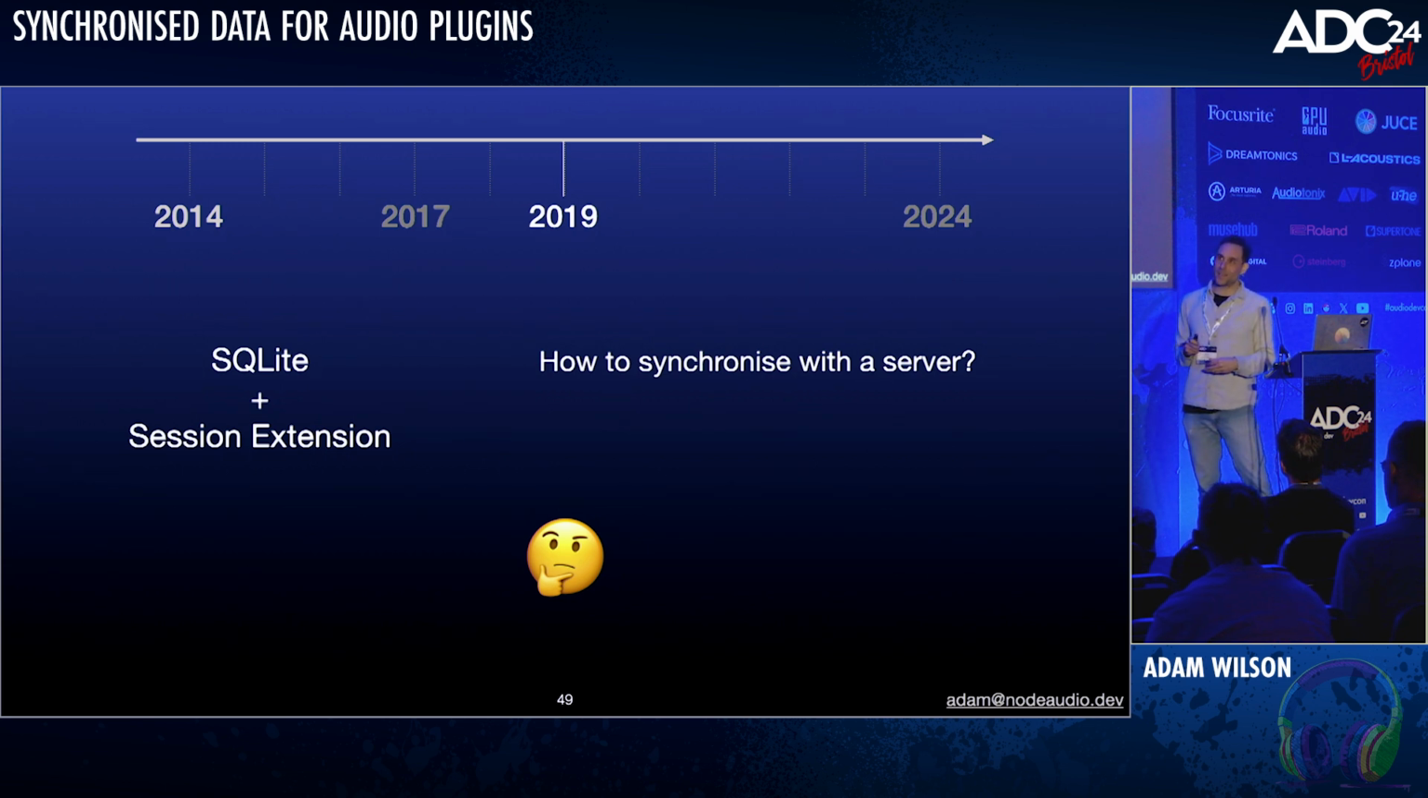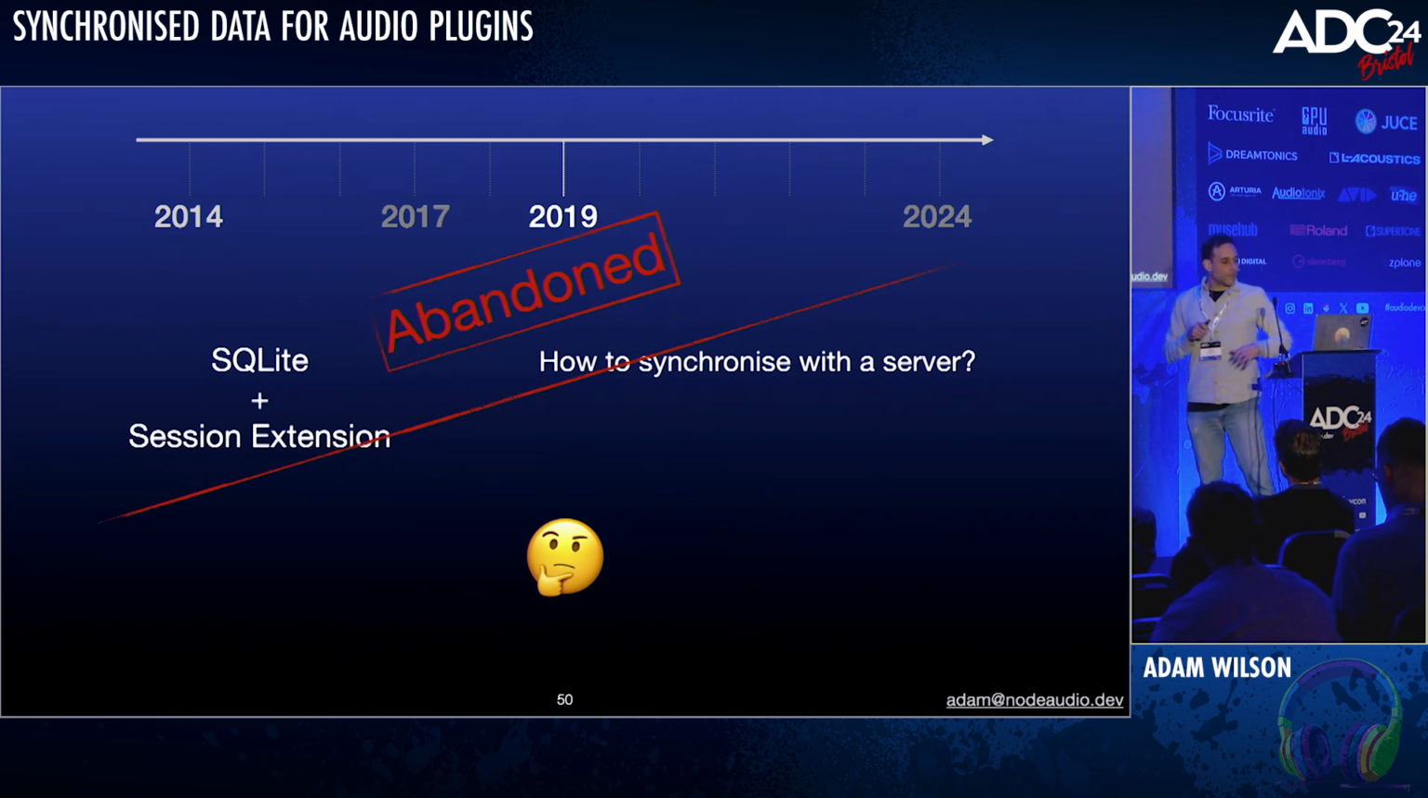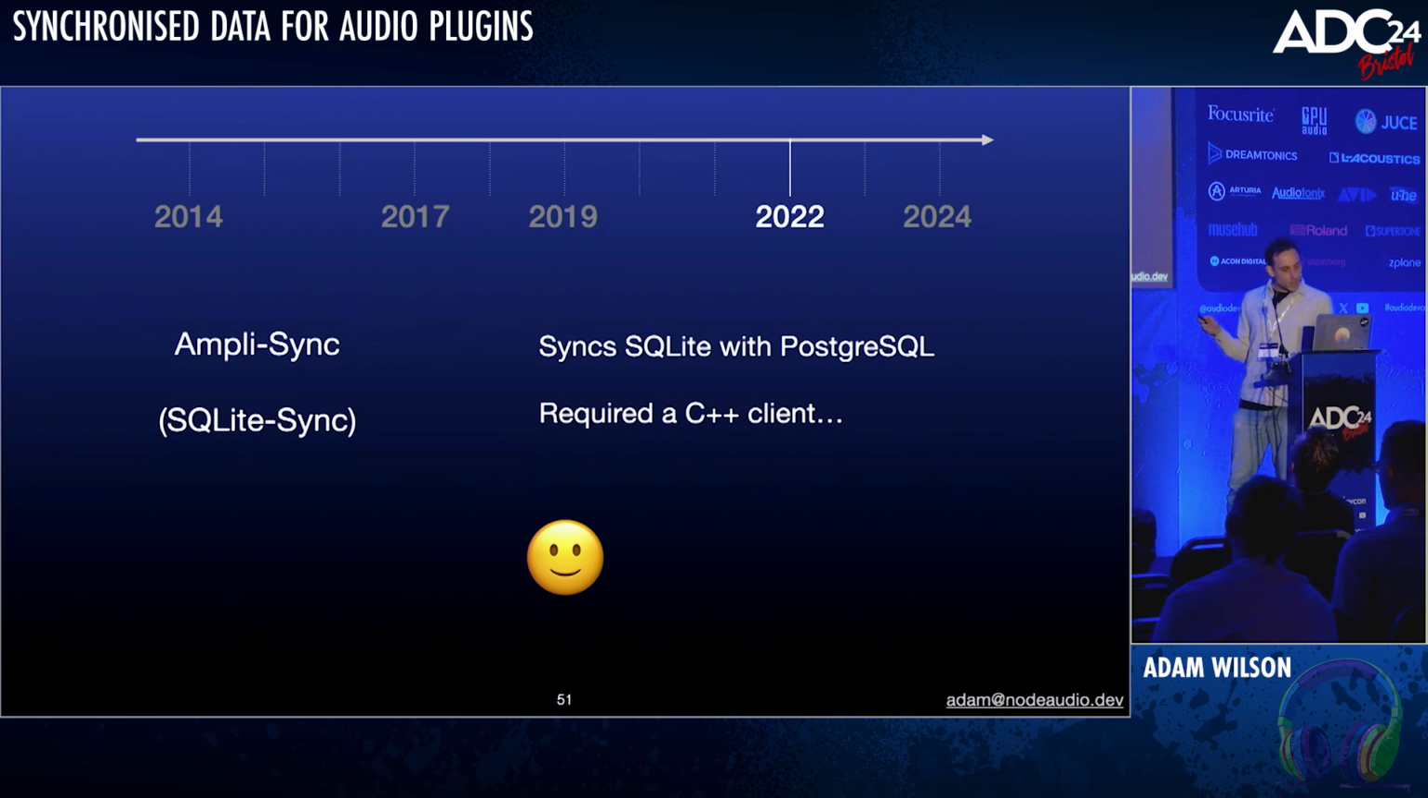But then I started thinking, okay, how would we synchronize this with the server? I don't want to have to run SQLite on a server. SQLite is designed to be on devices, not to live on a server, having lots of connections from the internet. So I kind of abandoned that. I got a very basic, almost proof of concept, and then abandoned it because I got sucked into other things. Then I discovered a project called AmpliSync, also known as SQLite Sync.